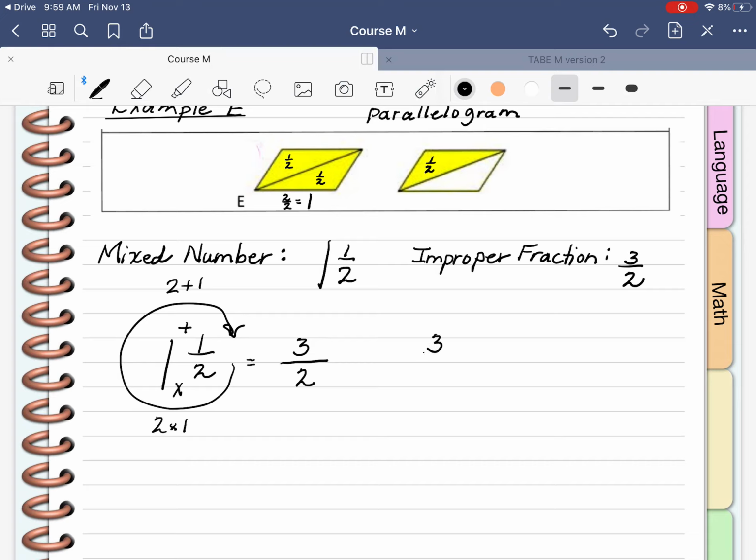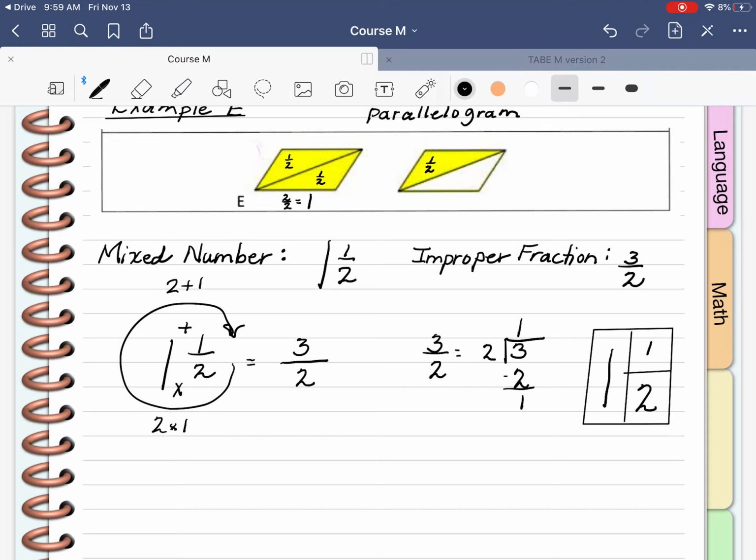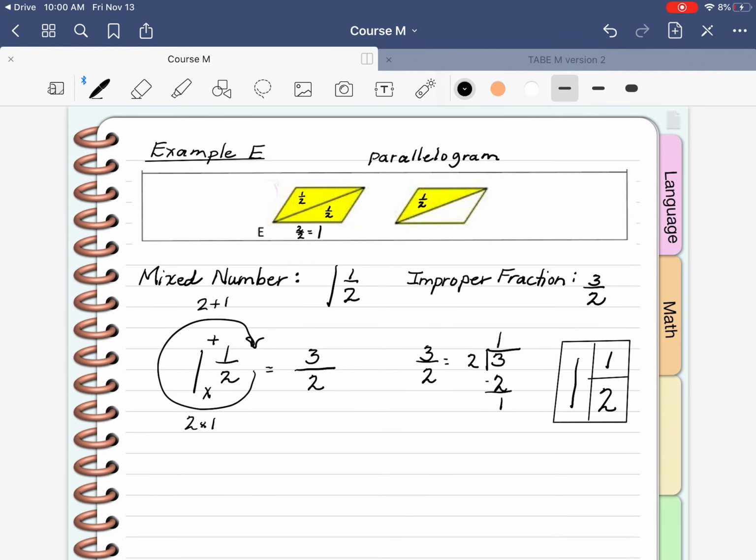If you QRD the 3 halves, you get 3 divided by 2. So as soon as you put that 2 in there, I can tell you where it's going to go. It's the divisor, it sits there. 2 into 3 is 1. 1 times 2 is 2, with 1 left over. So 1 quotient, 1 remainder, and half. So in this parallelogram picture, we have 1 1/2, or 3 halves.